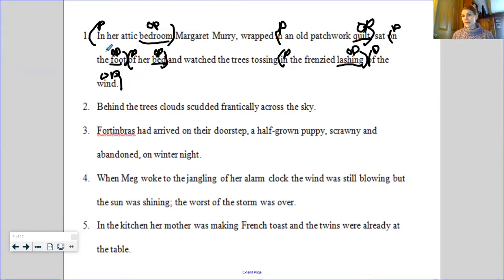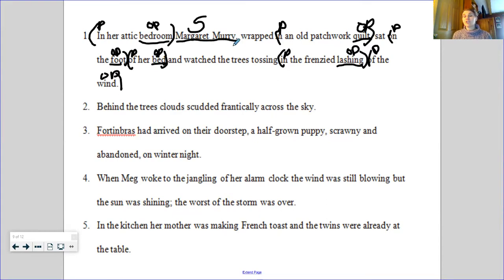So now if we go back, we're going to look at just what's left. We take all those prepositional phrases out and we're going to be looking for the basics of our sentence. Margaret Murray wrapped, sat, and watched the trees tossing. Not as good of a sentence, is it? Who or what is the sentence about? It is about Margaret Murray. So that's my subject, my noun. I'm going to underline it.